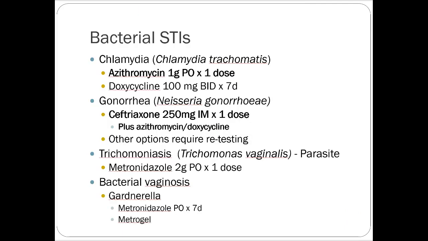So this is one case where I actually do want you to know the dose. So I repeat, know these doses. Chlamydia is treated with azithromycin 1 gram once, or 1 dose. Gonorrhea is ceftriaxone, 250 IM times 1 dose. Plus, you want to treat with azithromycin.